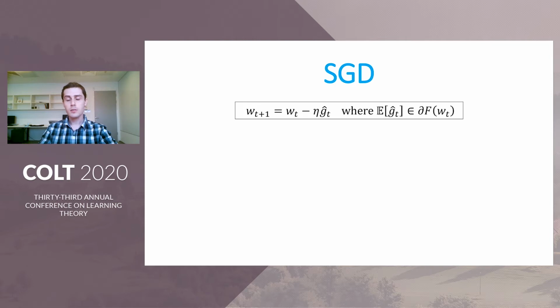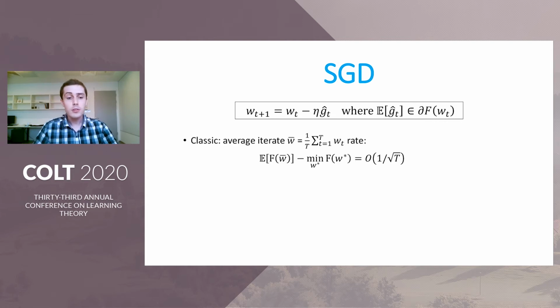So first of all, let's get a quick reminder about SGD. SGD takes a step in the opposite direction of an unbiased estimator of the gradient at every iteration, times some step size, which in our case is going to be a constant step size. A classic result showed that the average iterate actually achieves an optimal rate of 1 divided by square root t. But in practice, many people use the last iterate, so it would be interesting to bound that as well.